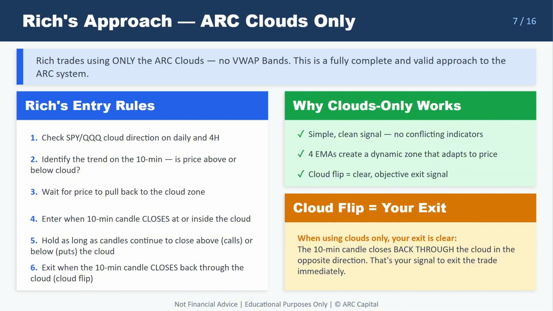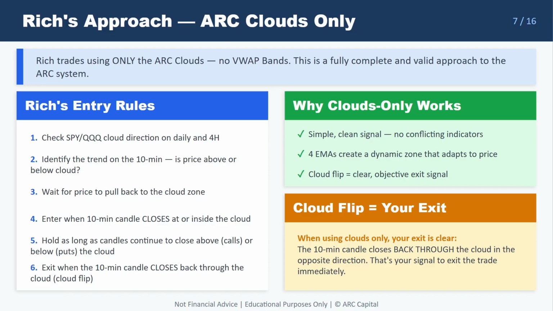Number 3, wait for price to pull back into the cloud zone, and then enter on a 10-minute candle close at or in the cloud. Hold as long as candles continue to close above the cloud for calls and below the cloud for puts.